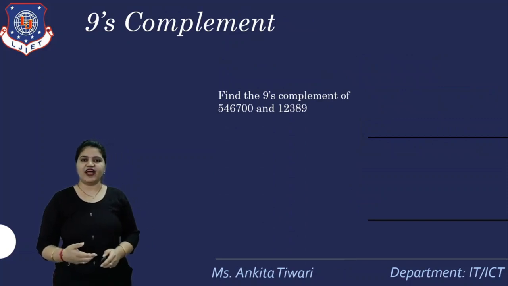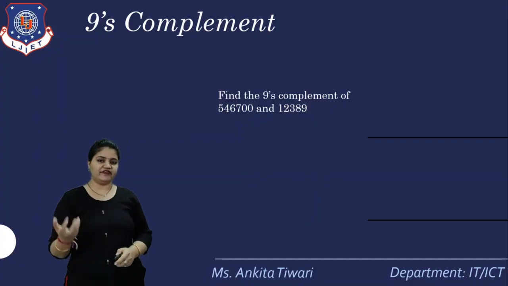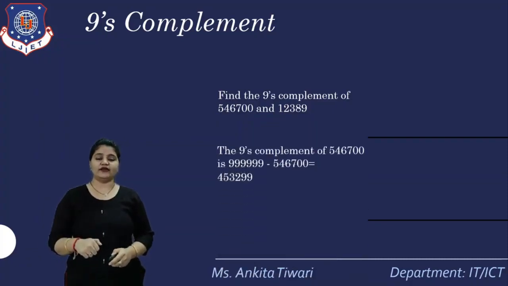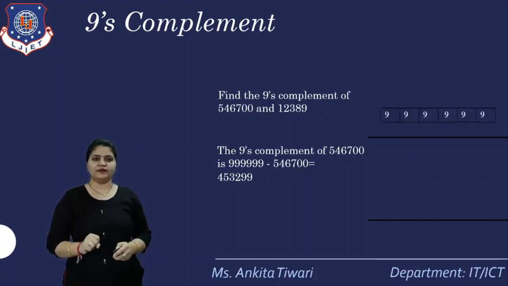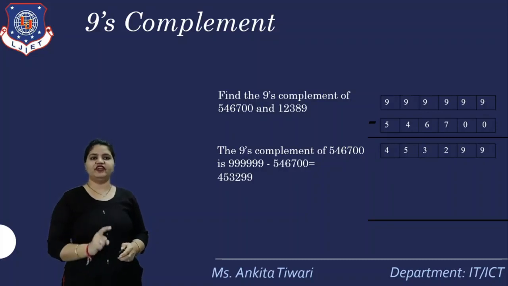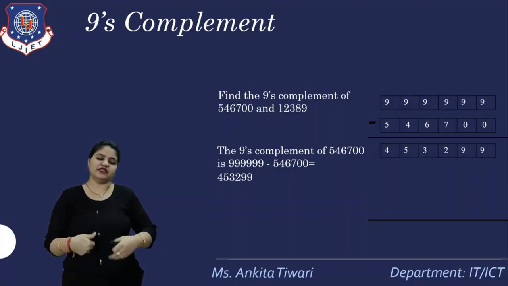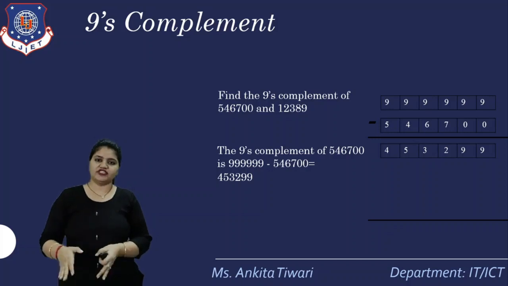Suppose we take an example, 546,700. We are taking the same example that we have taken in 10's complement. Only the answer changes; you'll get one less than the 10's complement. That means we got the answer as 453,299. There it was 453,300, only one value more than your 9's complement. As we are doing r minus 1, the answer will also be one less.